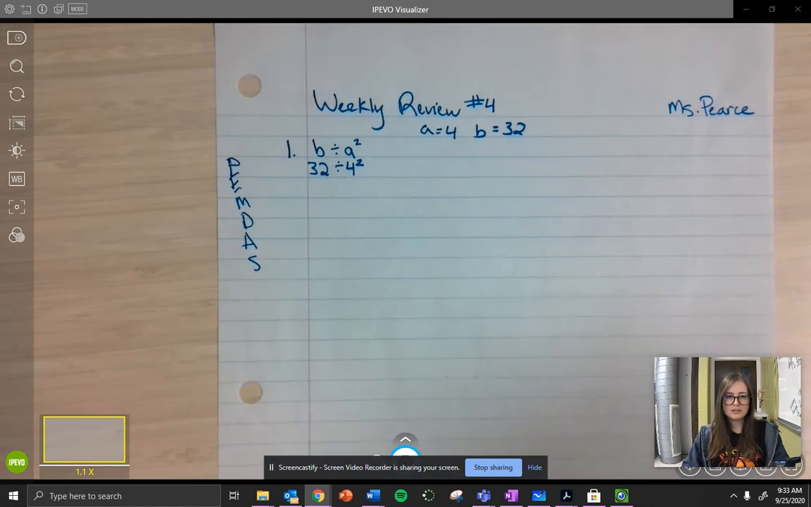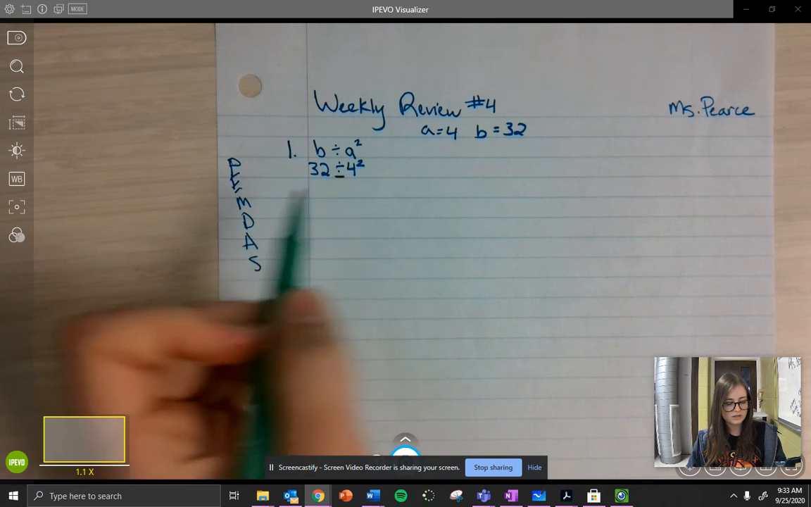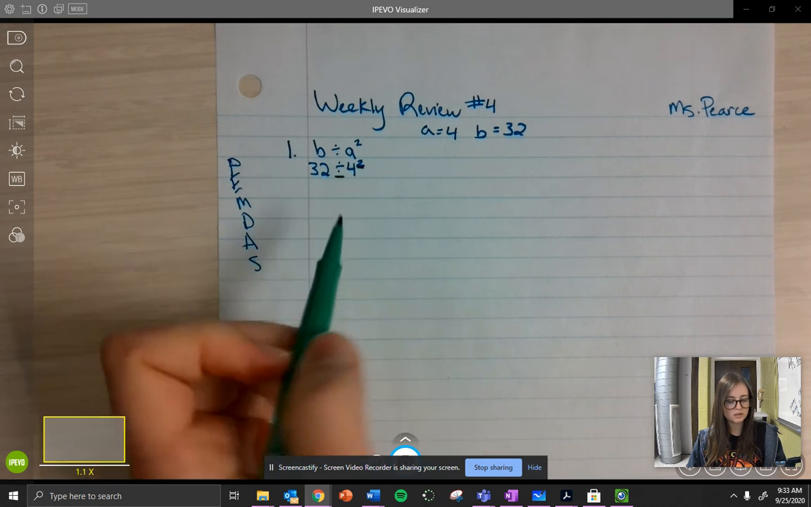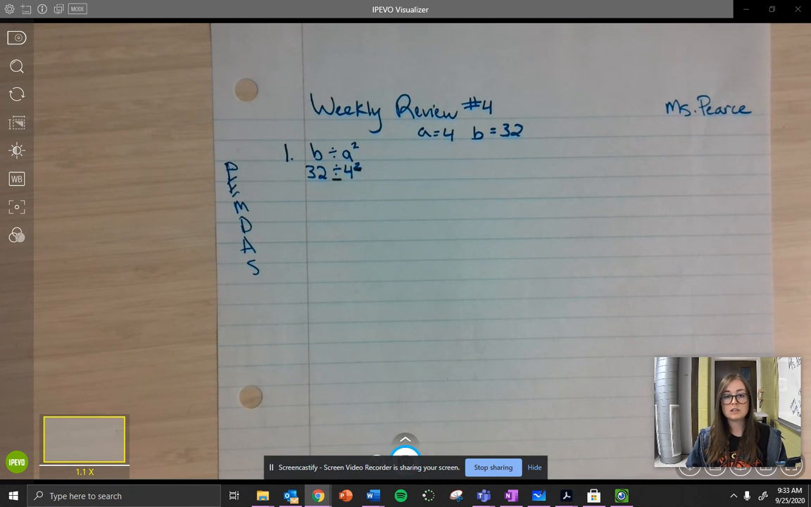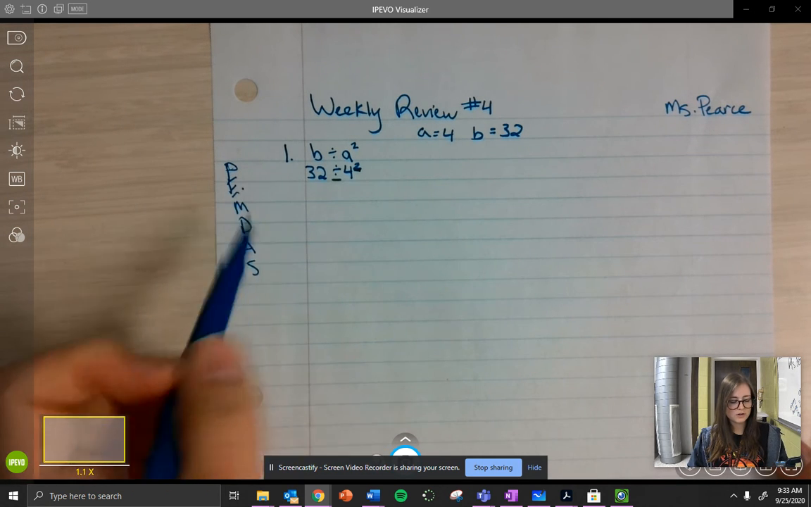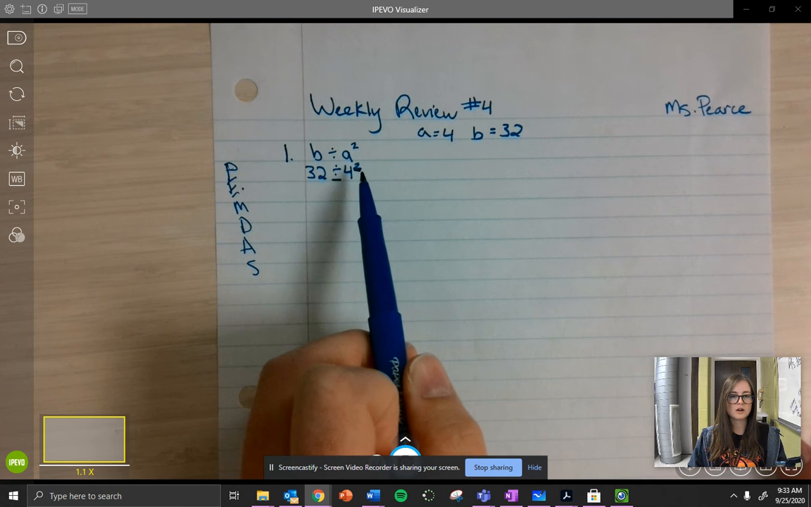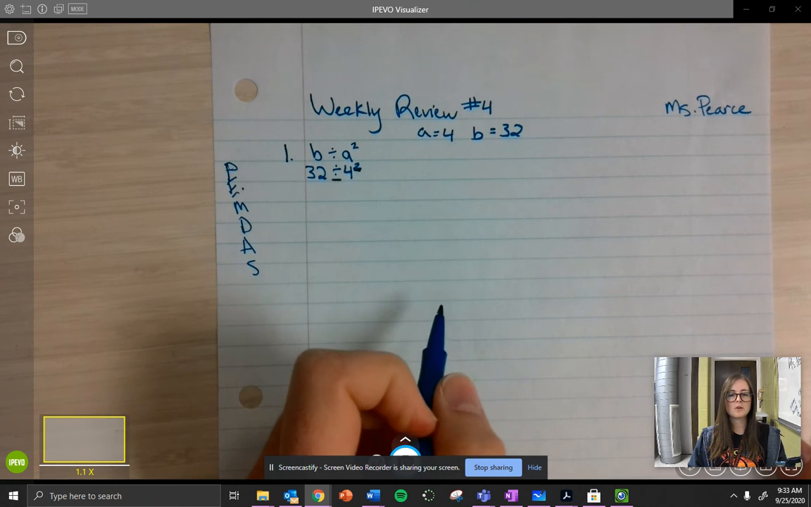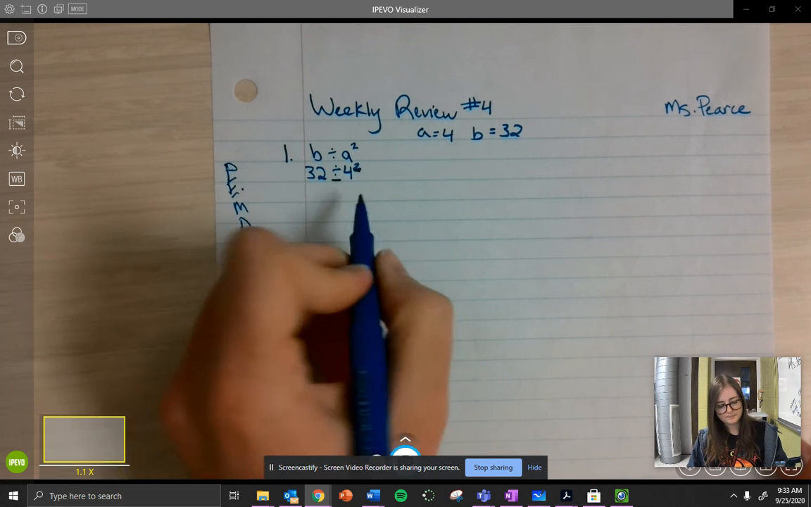And I'm going to go ahead and see what I notice about this problem, which is that there is a division symbol and there is an exponent. 4 is raised to the power of 2, or 4 is squared. And we know in our order of operations that exponents come first. So we want to do 4 squared, or 4 raised to the second power, before we do anything else.